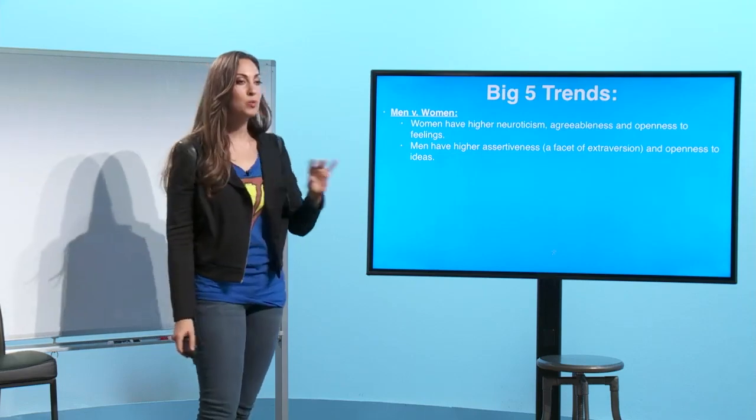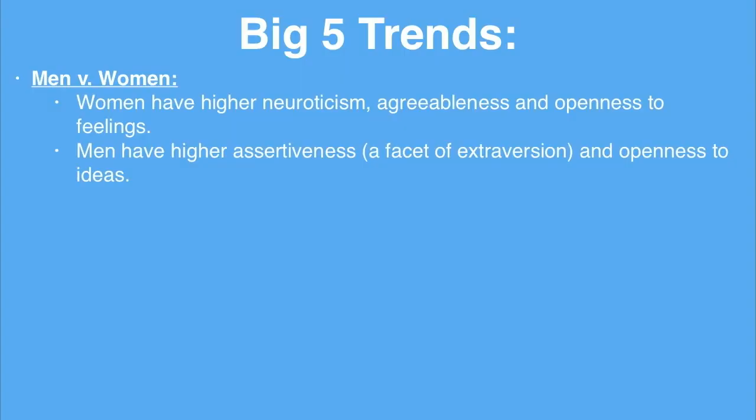First, I want to go over a couple of Big 5 trends. Now that we've been exploring the Big 5, we know a little bit about our personality, I want to talk about some general trends that research has found fall with the different factors. First, differences between men and women. So women tend to be higher in neuroticism, agreeableness, and openness to feelings, whereas men, in general, tend to be higher in assertiveness, which is a facet of extroversion. So men are typically higher in extroversion.